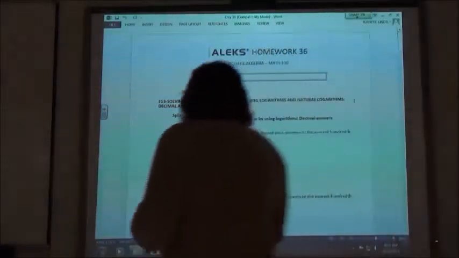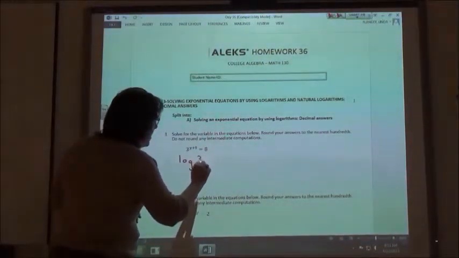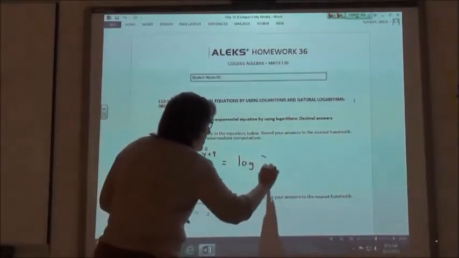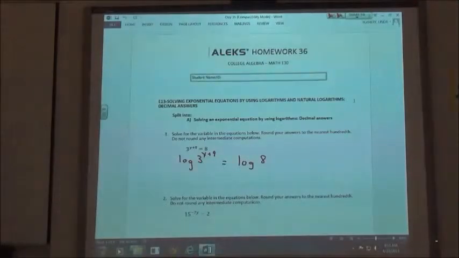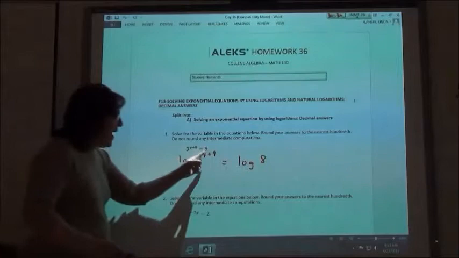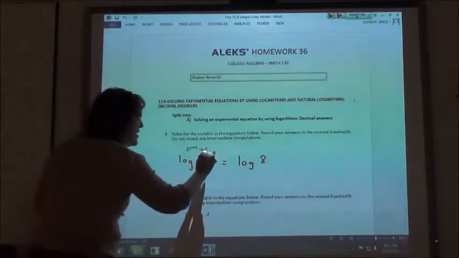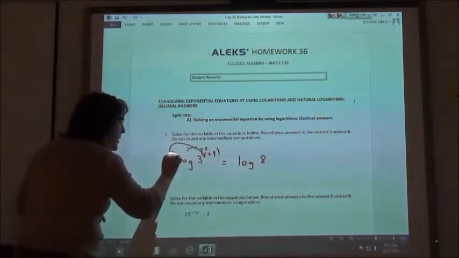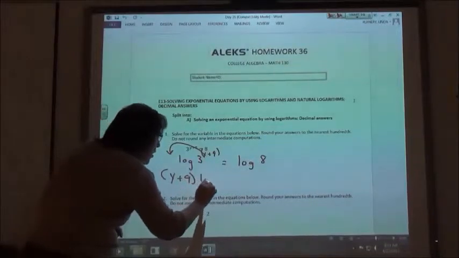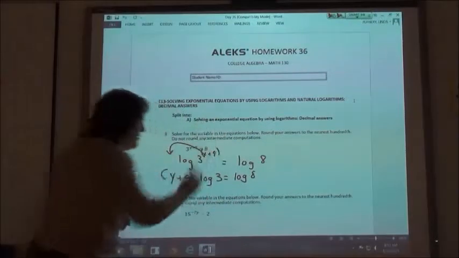So we're going to put the word log in front of those. So I'm going to put log of 3 to the y plus 9 power equals log of 8. Now we're using that rule for the exponent that I can take the exponent, move it out in front as a multiplying. So this part here is going to be moved here. So I'm going to have y plus 9 log of 3 equals the log of 8.